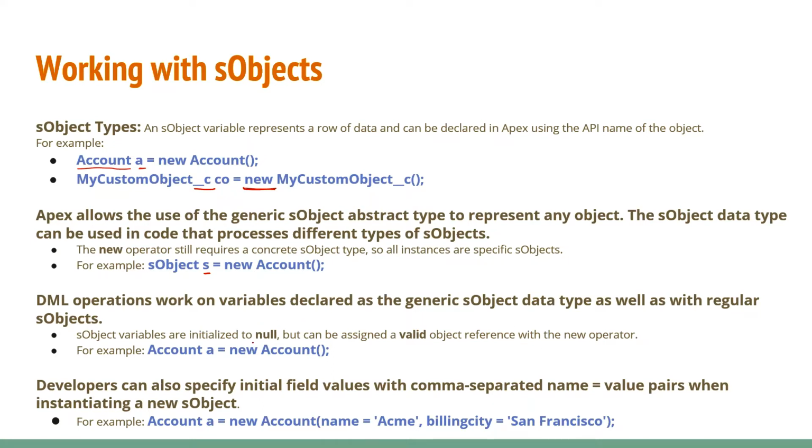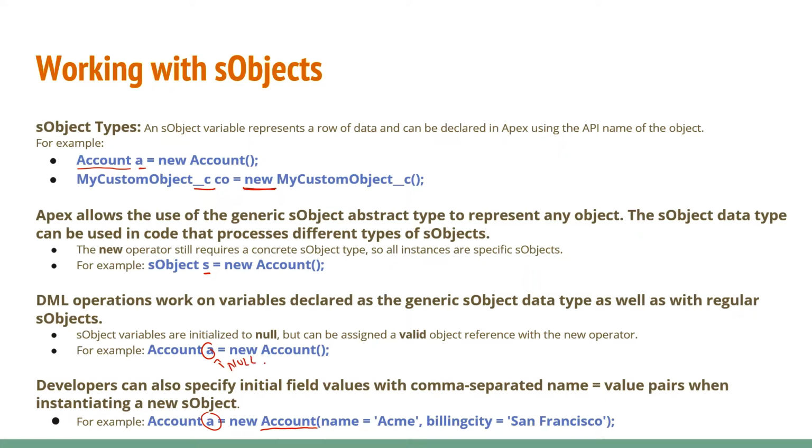Developers can also specify initial field values with comma-separated name equals value pairs when instantiating a new sObject. For example, Account a = new Account(Name='Acme', BillingCity='San Francisco'). So this is how we can initialize some values to the particular a instance. In this, the value of a is not null.